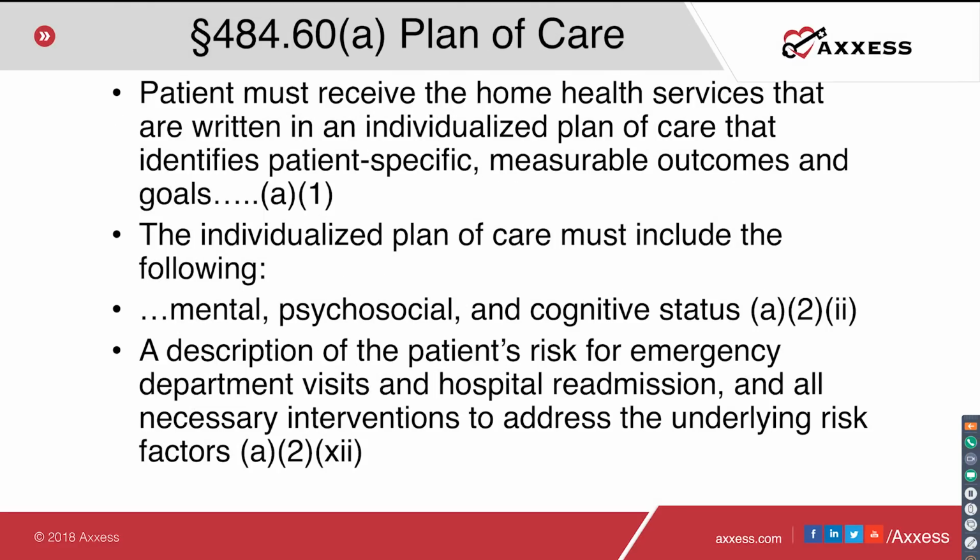All right, let's talk about the plan of care now. We've talked about the comprehensive assessment and new elements that are introduced there. You're going to see revisions this afternoon in our OASIS C2 documents, so that these different parts are included. And then the next part of that, of course, will be the generation of the plan of care from the OASIS C2 that's revised. We see here at 484.60(a) that the patient has to receive the home health services that are written in an individualized plan of care that identifies patient-specific, measurable outcomes and goals.